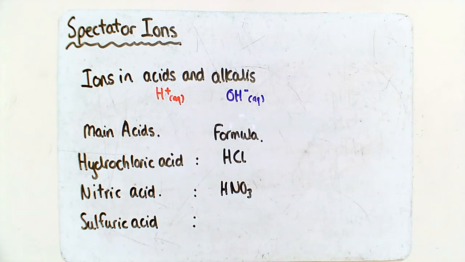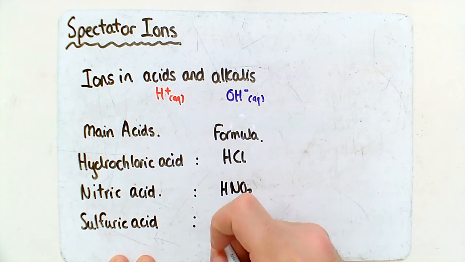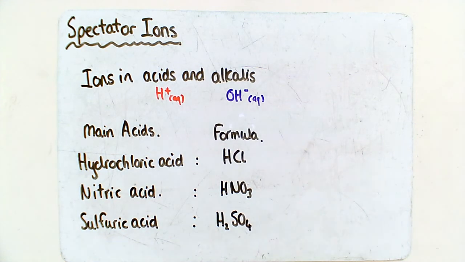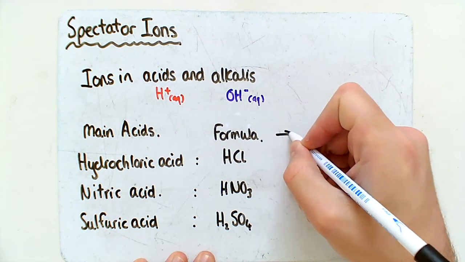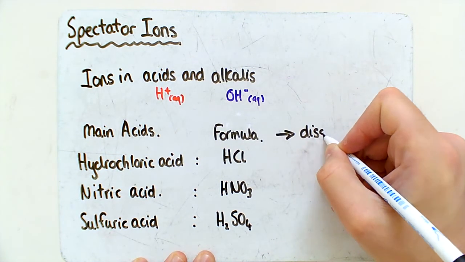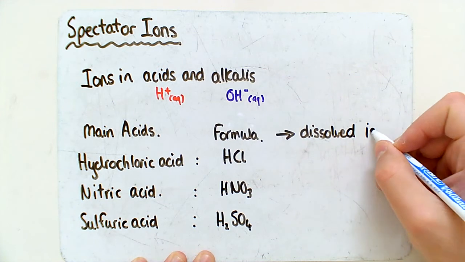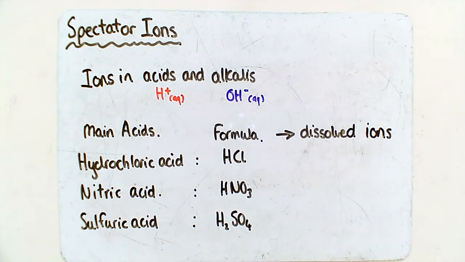Sulfuric acid is a bit different because sulfuric acid is a sulfate ion with hydrogen ions. Now sulfate has a valency of 2, hydrogen has a valency of 1, so we need 2 hydrogens for every 1 sulfate ion. Now when we dissolve these, we get ions. So when they dissolve, we get dissolved ions. And that means we're going to need to put on the state symbol (aq).